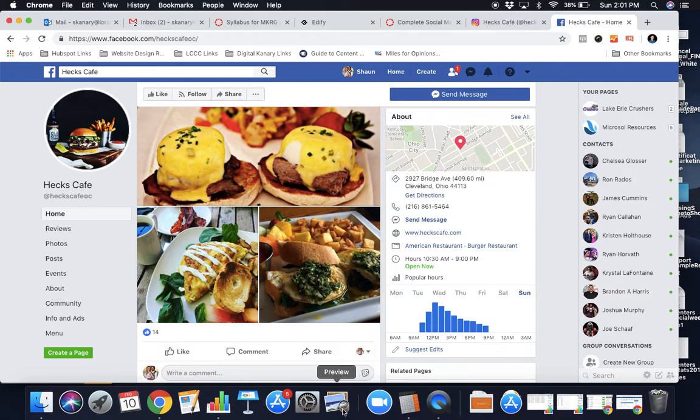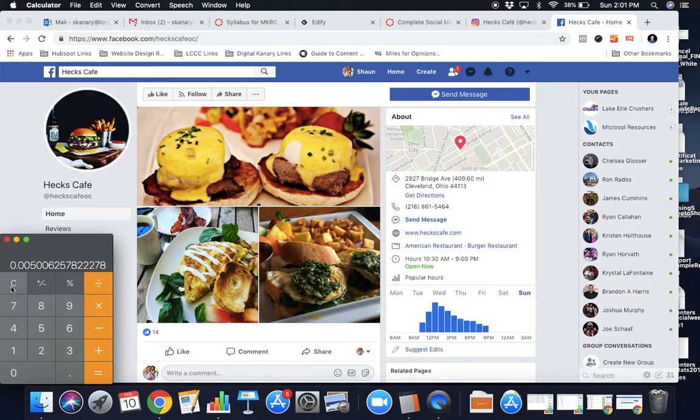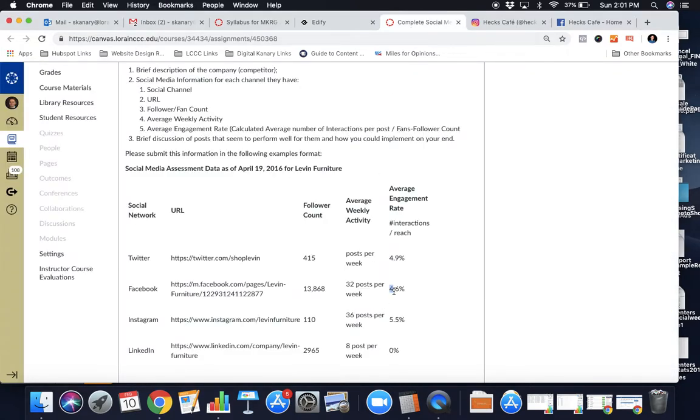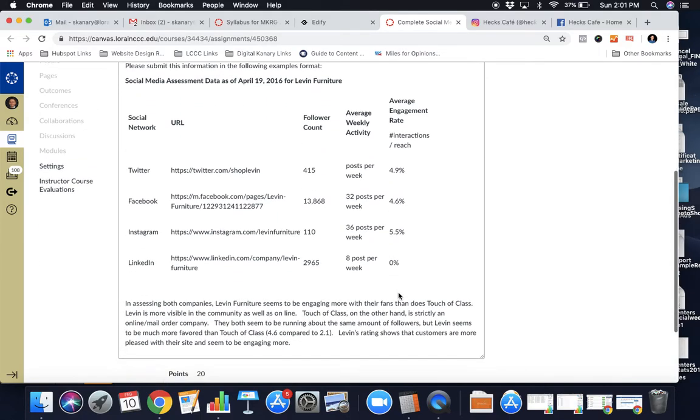So I'm going to pull out my handy dandy calculator, clear it out. All right, I'm going to put 10 interactions and divide it by their followers, which are 5,182 people. That's going to calculate it at 0.1%, or 0.19, so I'm going to round up to 0.2%. So here it would be 0.2% under my Facebook post.